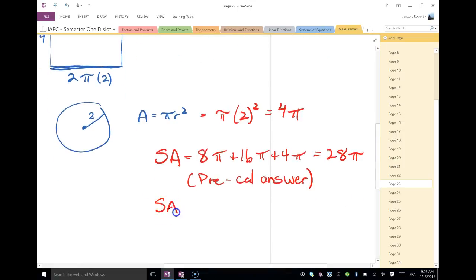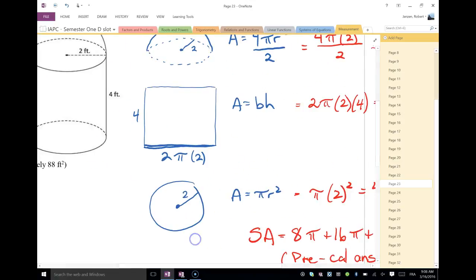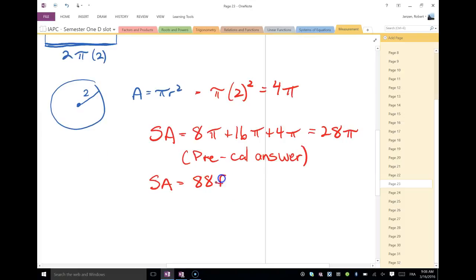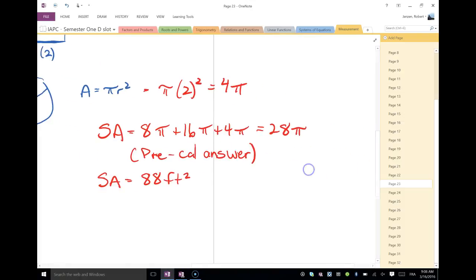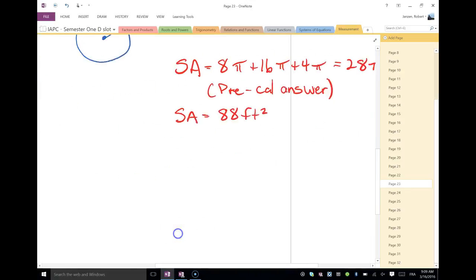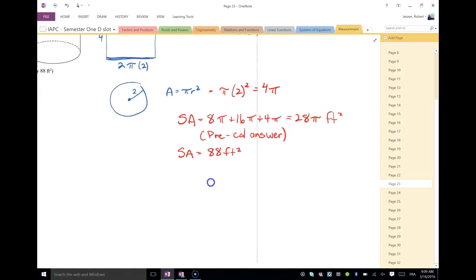And if we now wanted to calculate using a calculator, I would go 28 times pi, and I think it's 87.9. We'll round that off to 88. And what is our unit? Feet. Feet squared. This is actually also feet squared. And there you have the surface area of this composite shape.